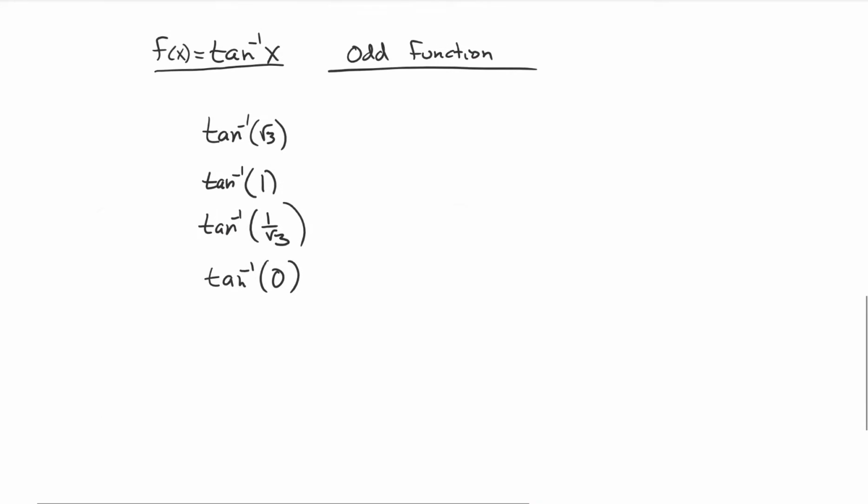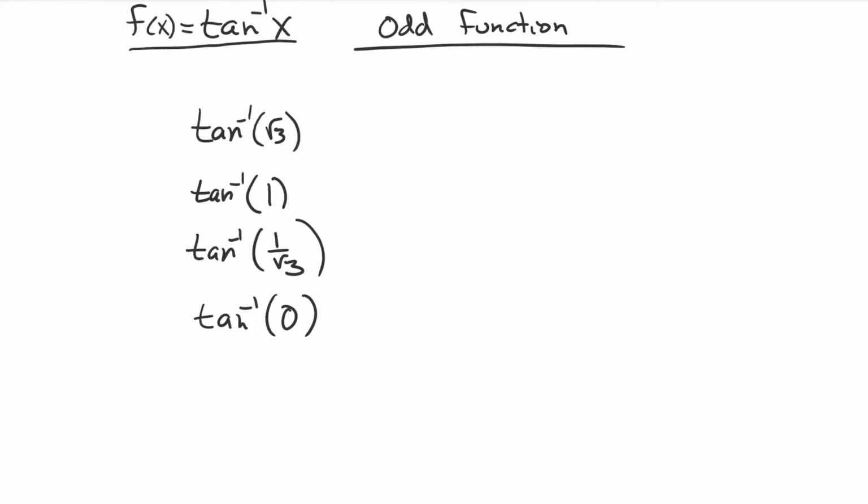So the angle is pi over 3, because tangent of pi over 3 equals root 3. Tangent inverse of 1 equals pi over 4, because tangent of pi over 4 equals 1. And pi over 4 is in the first or fourth quadrant. Inverse tangent of 1 over root 3 is going to be pi over 6, because tangent of pi over 6 is equal to 1 over root 3, and pi over 6 is in between negative pi over 2 and pi over 2. Inverse tangent of 0 is 0.